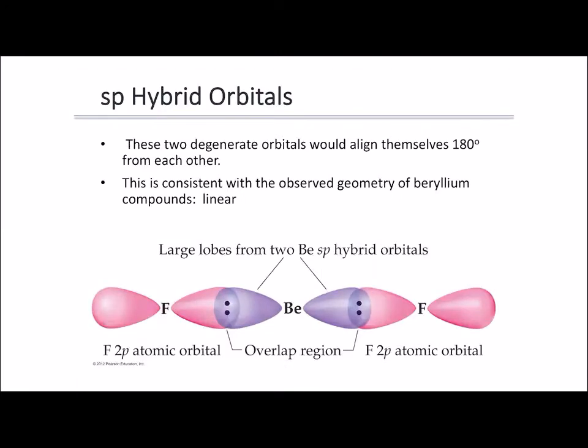And so an example, if we look at beryllium difluoride, we know it is linear, 180 degrees apart. And this is how the atoms are actually bonded together. The beryllium is using its 2 hybrid orbitals to get 180 degrees apart to create its linear configuration. So that beryllium is an sp hybridized atom.